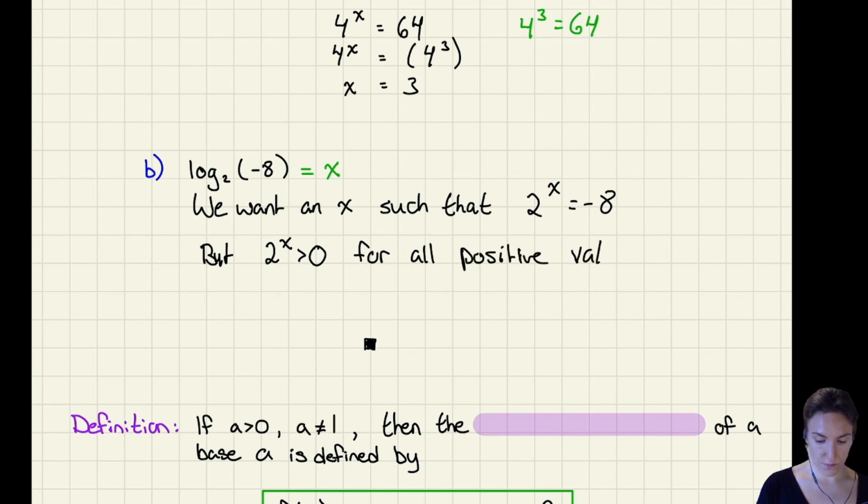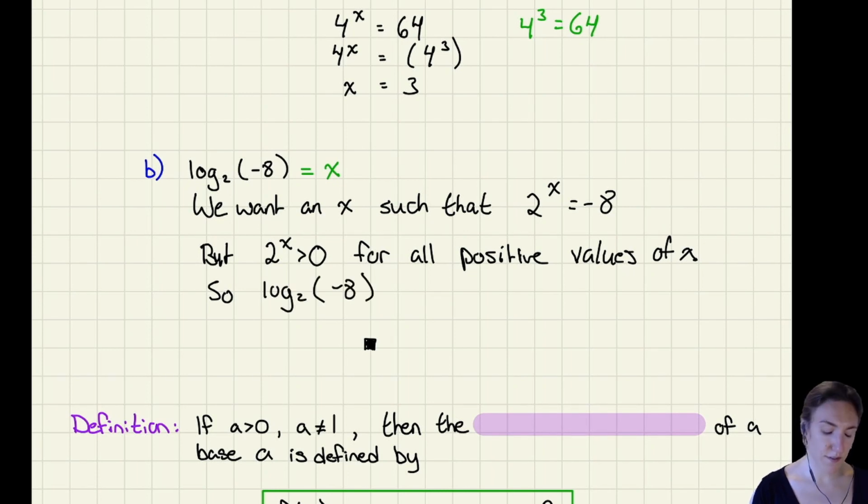Positive values of x. This is an example of a log that's not defined. And if you saw this question, you wouldn't have to go through all of this to explain it. You can just say the log of a negative number is not defined. Okay, but that's the reasoning why.